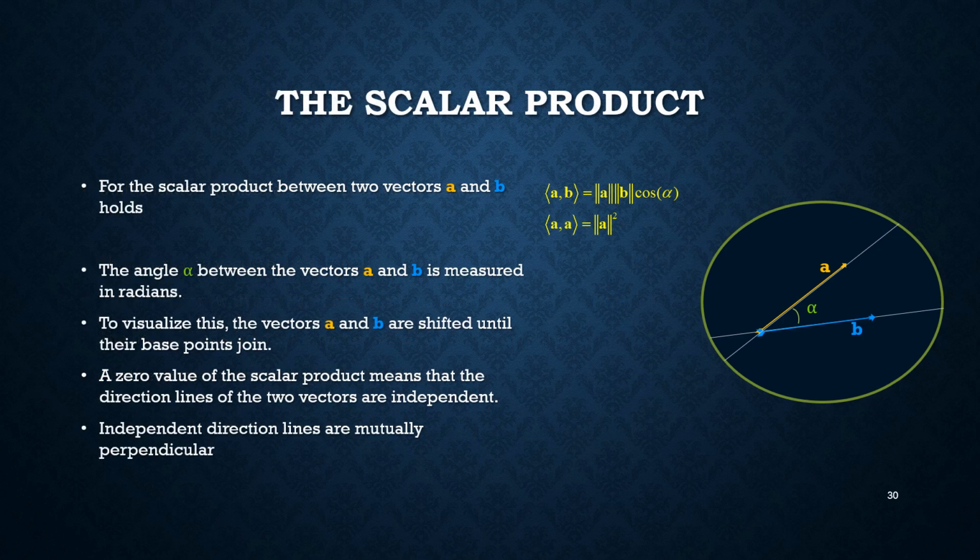For the scalar product between two vectors A and B holds the following. The angle alpha between the vectors A and B is measured in radians. To visualize this, the vectors A and B are shifted until their base points join. A zero value of the scalar product means that the direction lines of the two vectors are independent. Independent direction lines are mutually perpendicular.